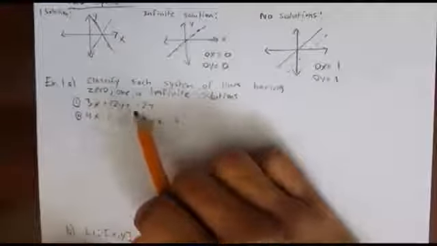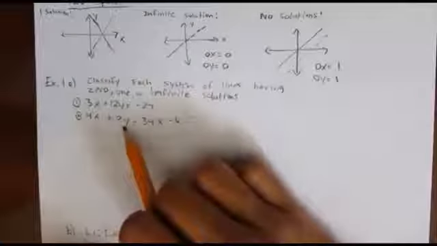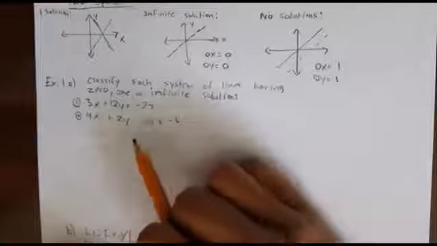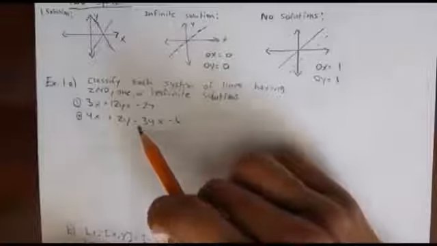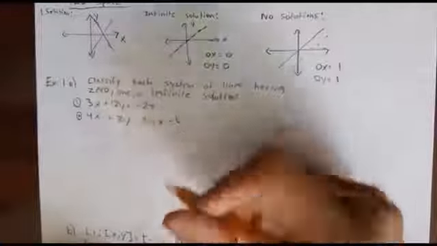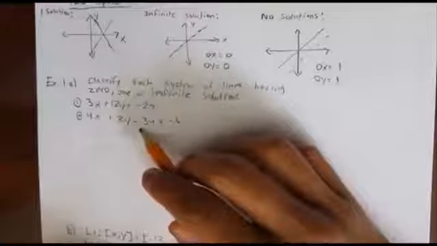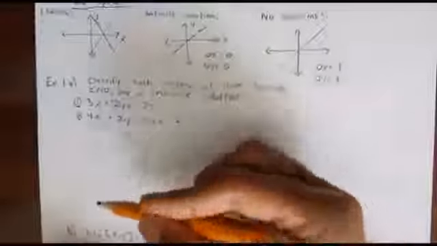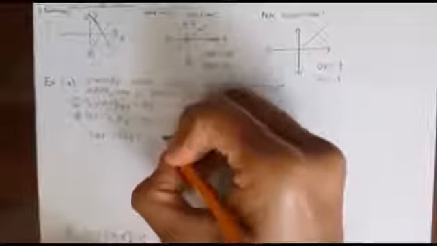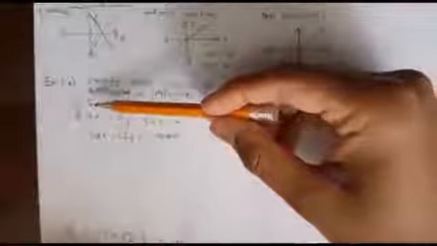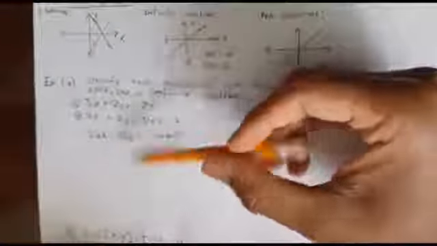3x plus 12y, which is equal to negative 27, and 4x plus 2y, which is equal to 34. Now, the method of choice would be elimination, and the easiest variable to eliminate would be y. So that means we're going to multiply this entire equation here by negative 6, which would give us negative 24x minus 12y, which is going to be equal to negative 204.